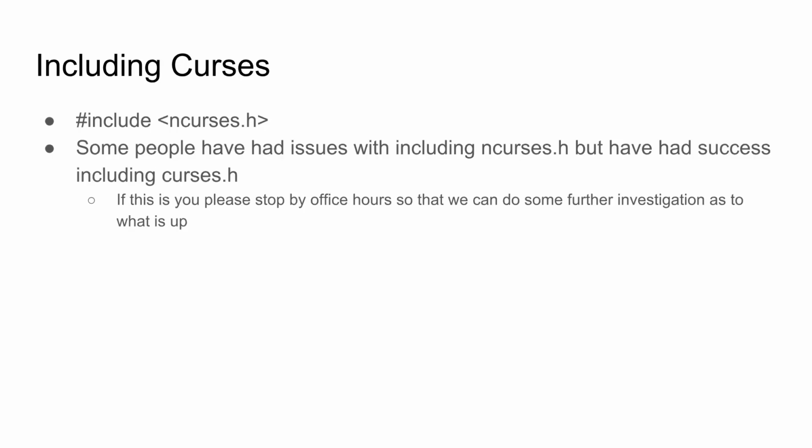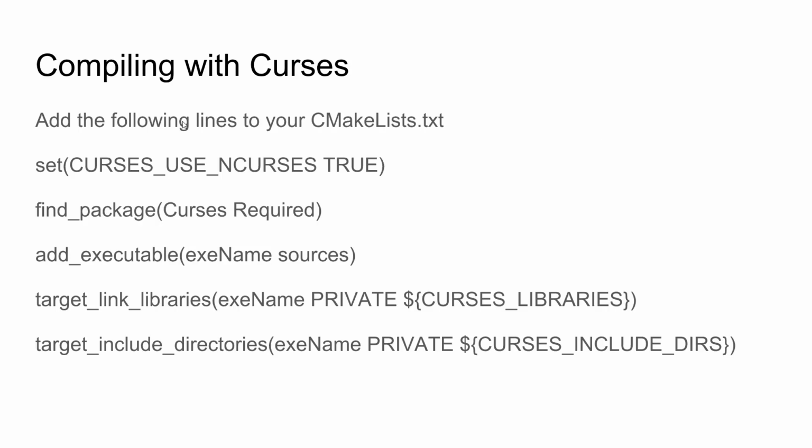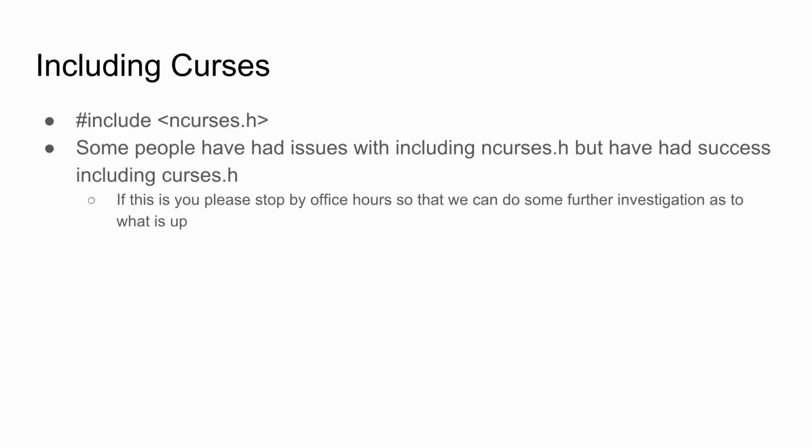If you want to compile with curses, it's just #include ncurses.h. And again, we don't have to specify a big complicated path because of the target include directories in the CMake file. Some people have had issues with getting curses to work, and they had to use curses.h instead of ncurses.h. Stop by office hours if you're having that problem, and we'll take a further look on your computer.